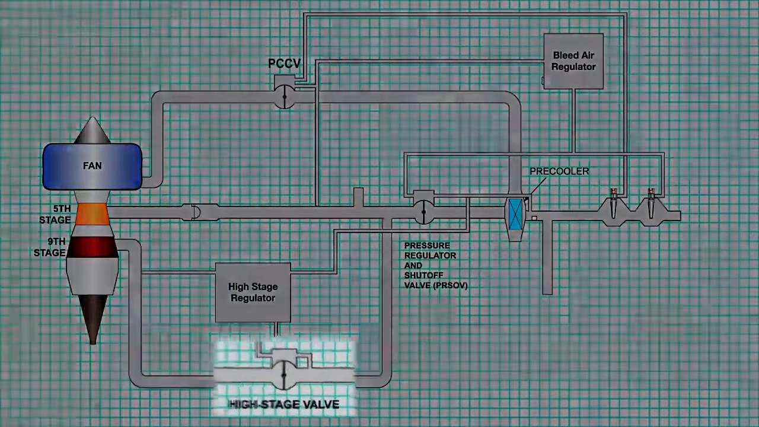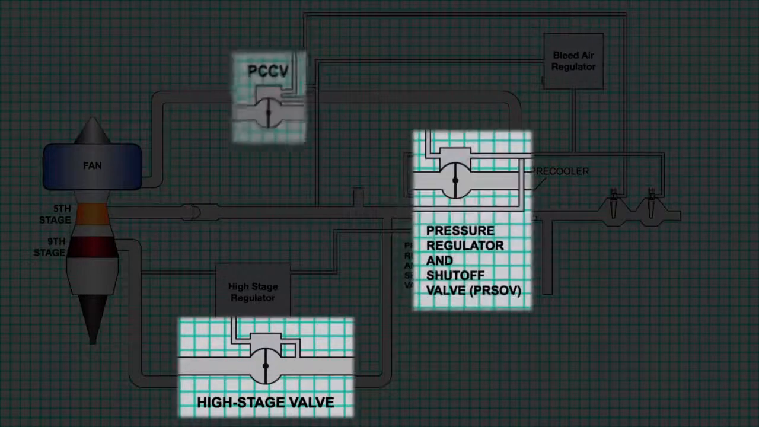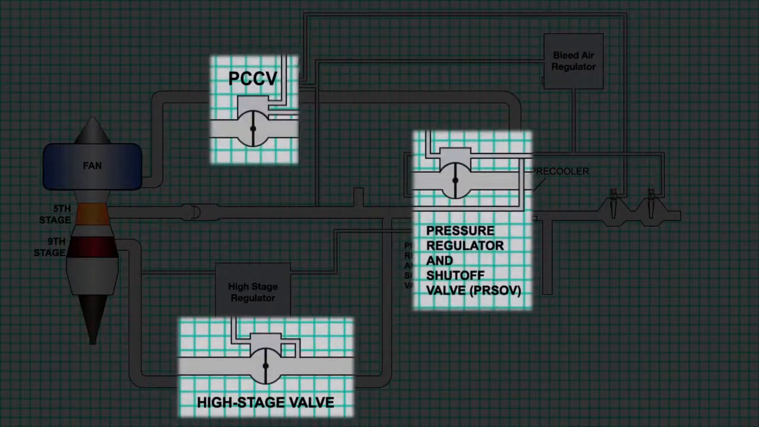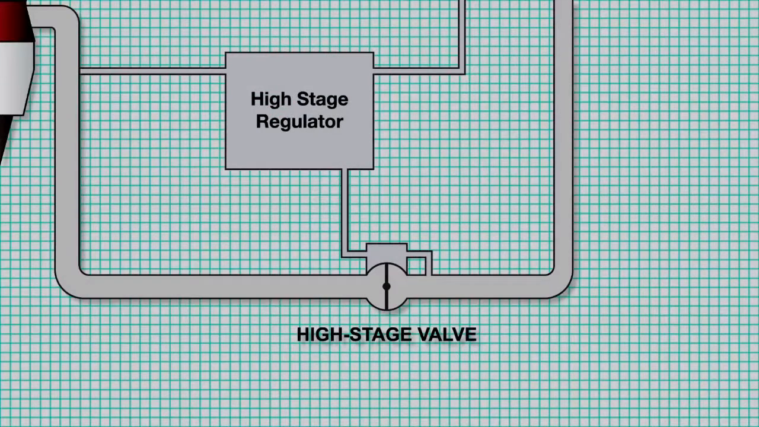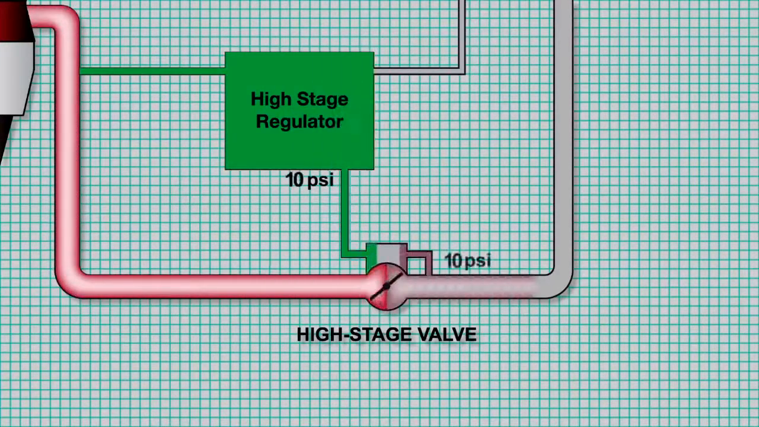Now that we've seen that the HSV, PRSOV, and the PCCV control airflow through the system, let's take a closer look at how each of these valves is controlled. When the engine starts, the HSV is closed. As pressure reaches 10 psi, the HSV is fully open. Note that the HSR regulates the HSV control pressure to 16 psi.